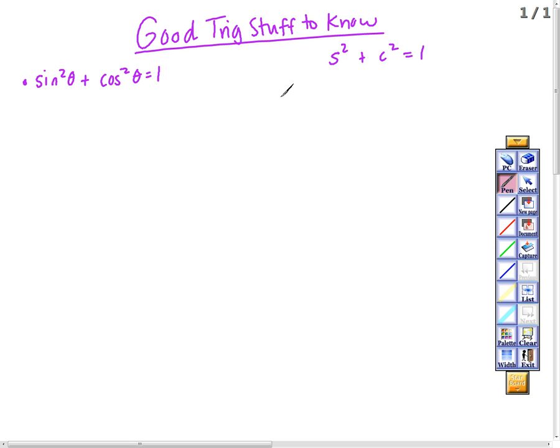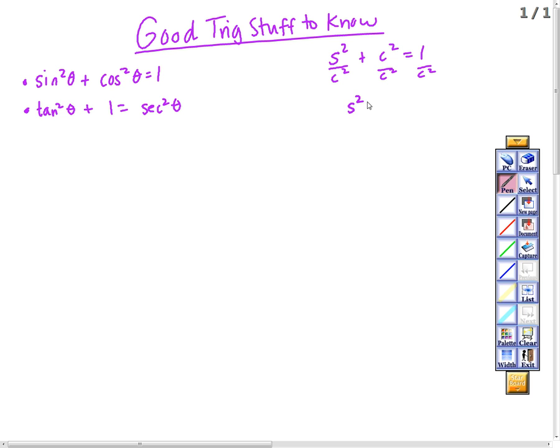So I know sine divided by cosine is tangent. So if I divide each one of these by cosine squared, sine squared divided by cosine squared will be tangent squared, right? Cosine squared divided by cosine squared is 1. 1 divided by cosine squared is secant squared. So we came up with the next one, right?